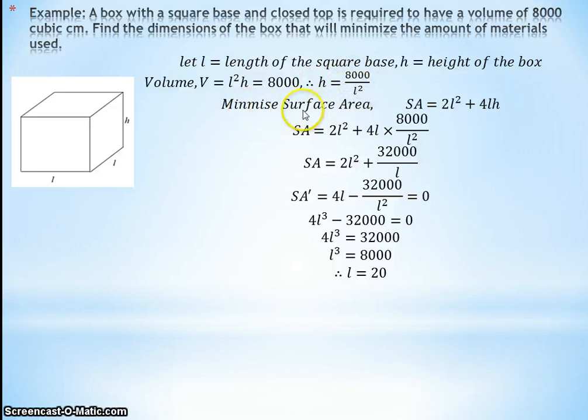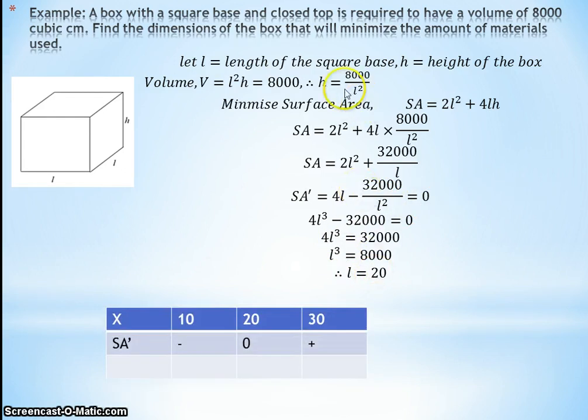I got to minimize the surface area, and the surface area of this box will be the sum of the areas of all the faces, which will be 2L square plus 4 times length times height. And then I can replace this H by this expression over here, 8,000 on L square. Once I've done that, I can differentiate the expression for surface area, equate it to 0 and solve for L. In this case, I get L is equal to 20. And if L is equal to 20, I substitute L over here and do 8,000 divided by 20 square. I will get H is equal to 20 as well.